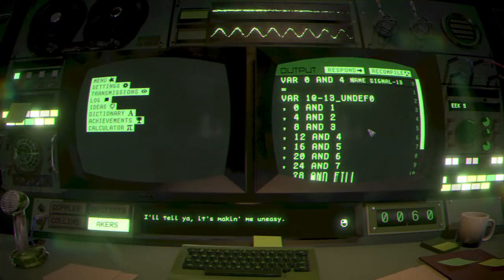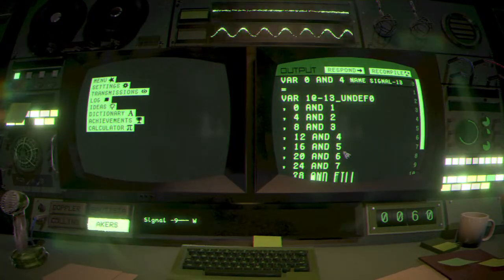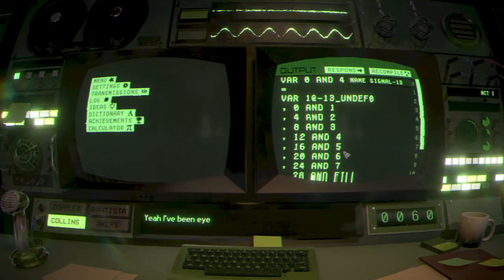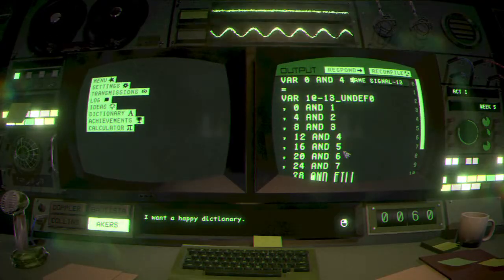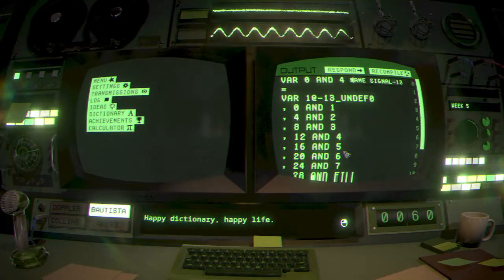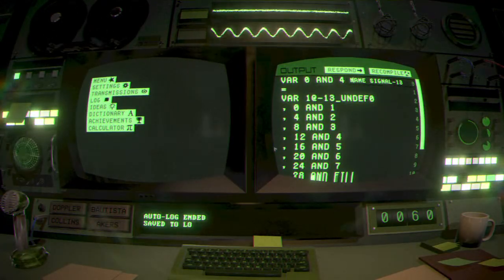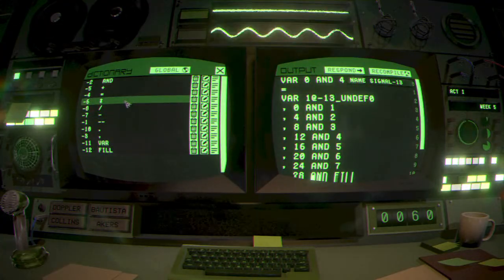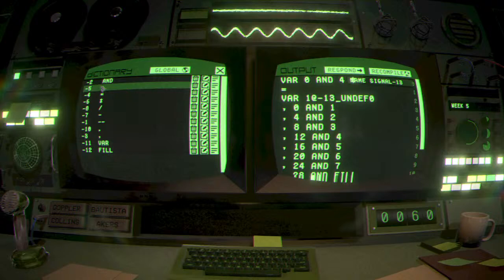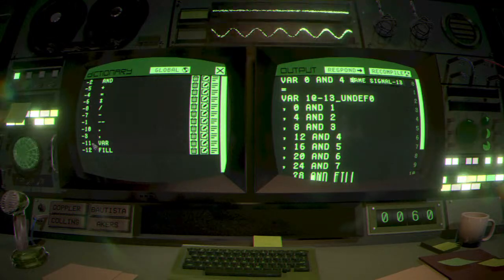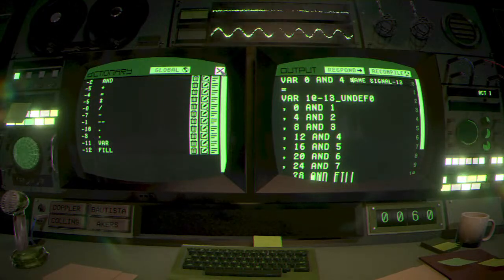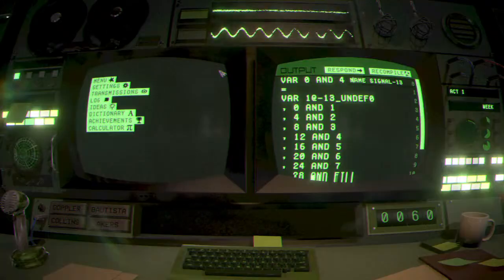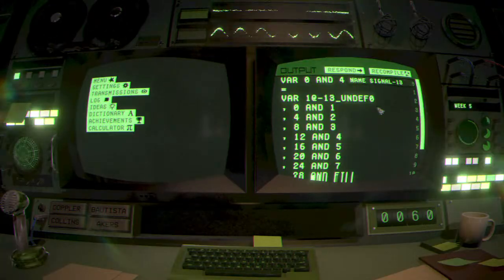I'll tell you, it's making me uneasy. Yeah. What is? Signal -9. We haven't seen one yet. Yeah, I've been eyeing that. I want a happy dictionary. Happy dictionary, happy life. Exactly. What are they talking about? What's the problem? The dictionary is not even sorted. Who cares if there's no -9? Oh well.